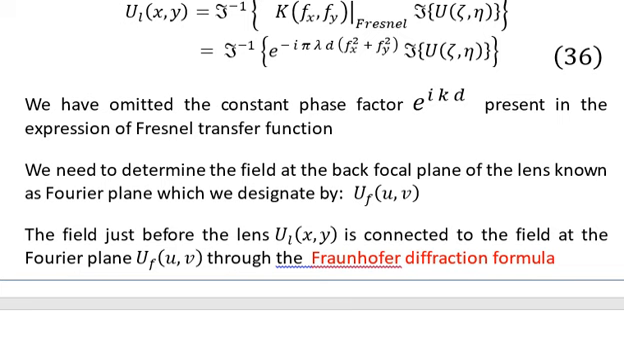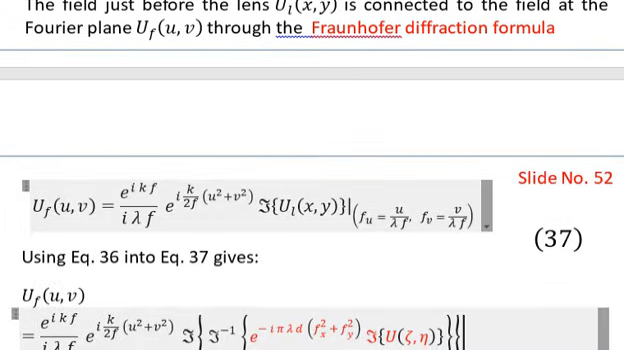So the Fraunhofer diffraction pattern relates the field at the back focal plane of the lens to the field just before the lens, and the formula is this one. You see that UF of u v in equation number 37 is the field at the back focal plane of the lens, and that is equal to some phase factors multiplying the Fourier transform of UL of x y, which is the field just before the lens. This Fourier transform must be evaluated at the Fourier frequencies, that is at the Fourier plane, where fu is equal to u over lambda f, and fv is equal to v over lambda f.